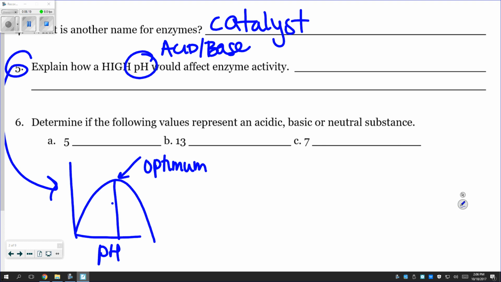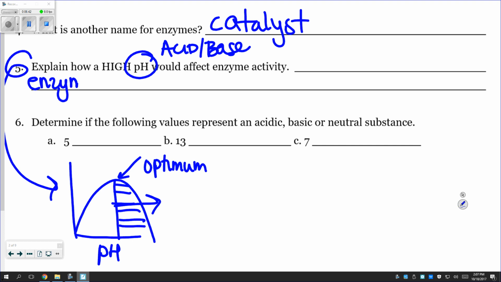This question is really asking, what happens once you go past the optimum and the pH gets too high? Remember, if the pH changes, it's getting higher and higher, more and more basic, what's going to happen is that enzyme is going to denature. And that is going to cause a decrease in enzyme activity.